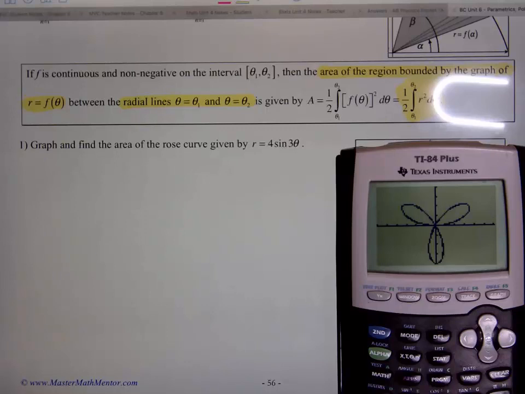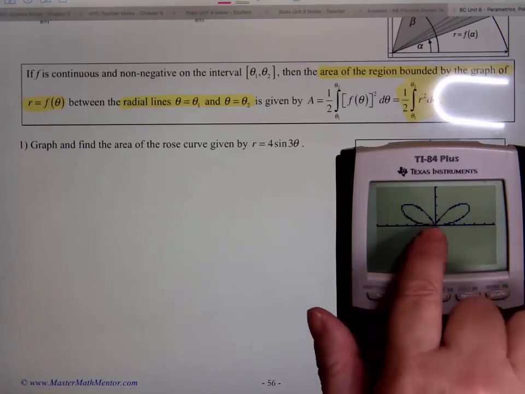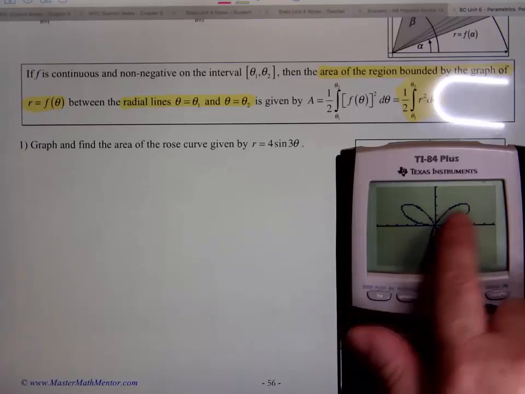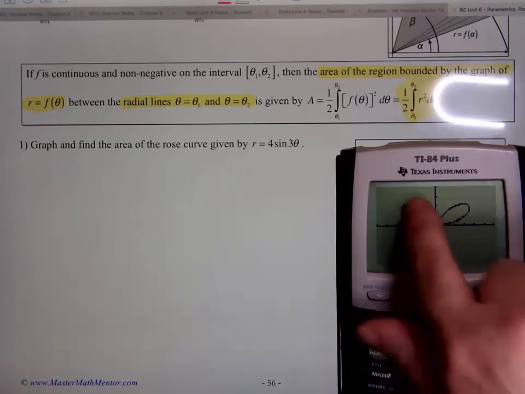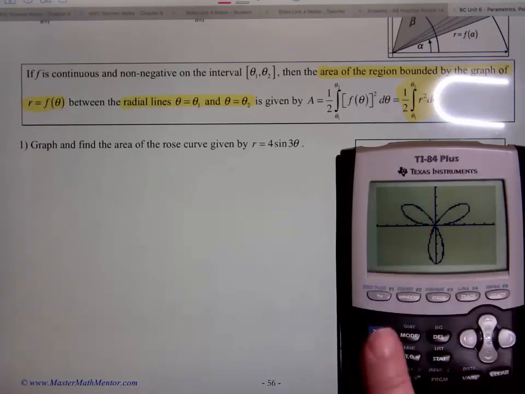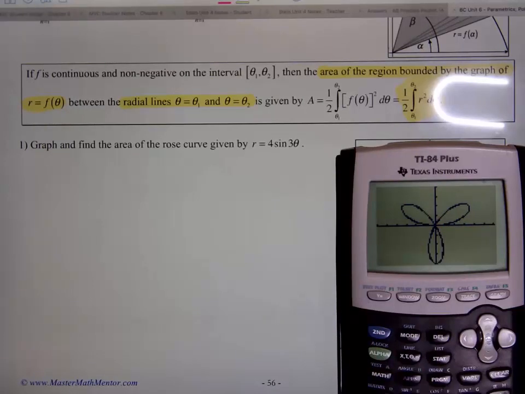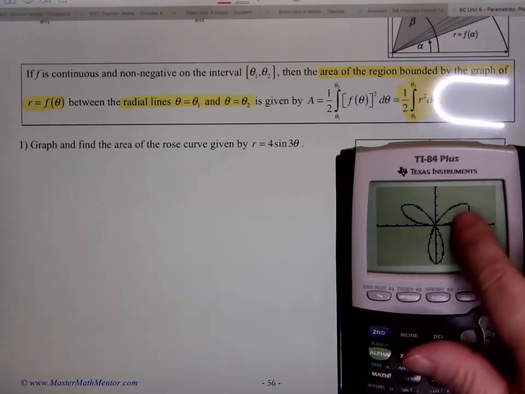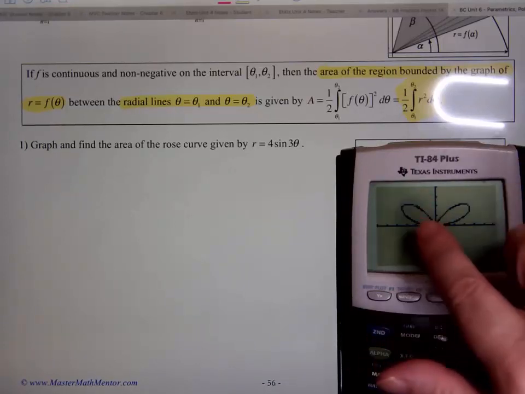Now the question is, where does it start doing this one, and where does it stop before it jumps to the other one? I need to know that. The only way you can find that is by hand. So we have to actually do the math to find out when it's finished sprinkling through the first petal and scoots over to the second one.